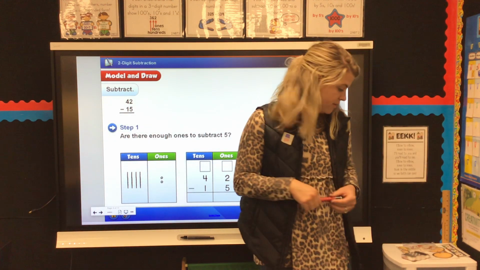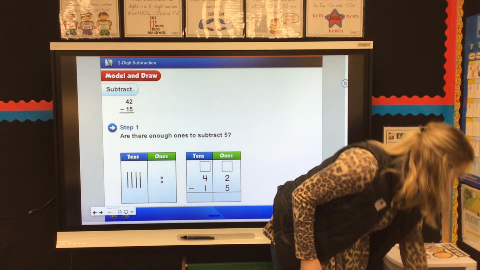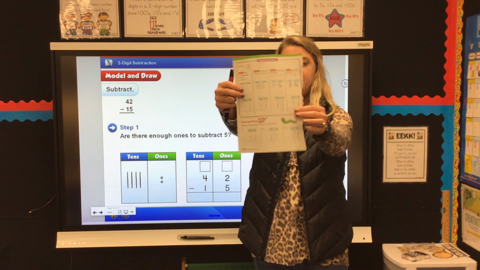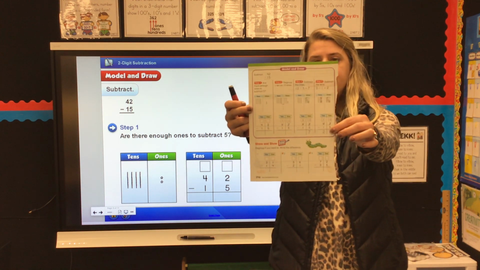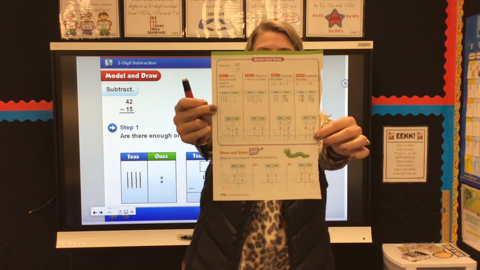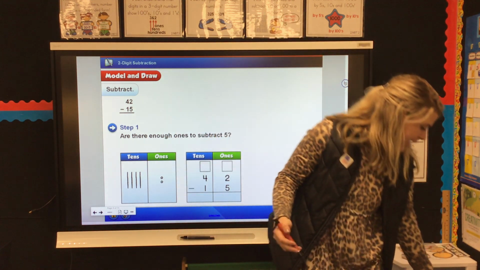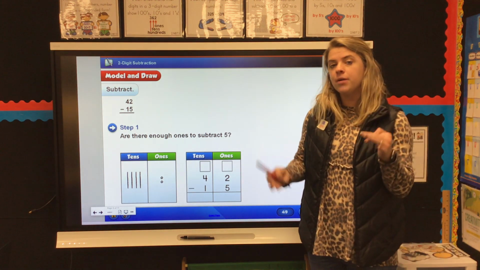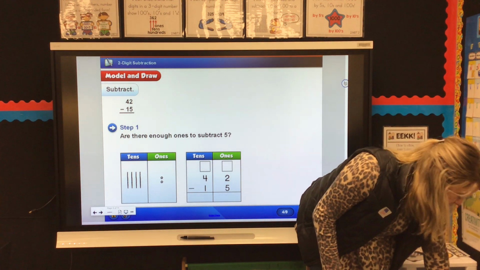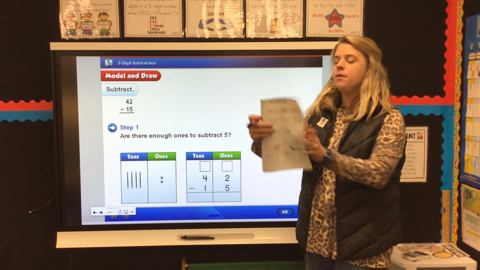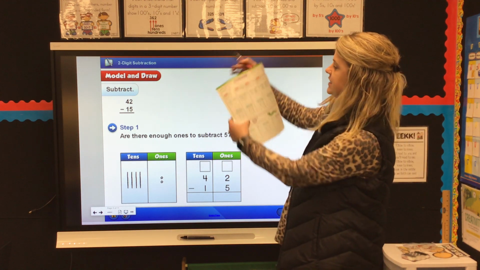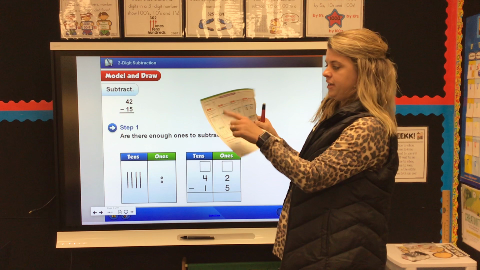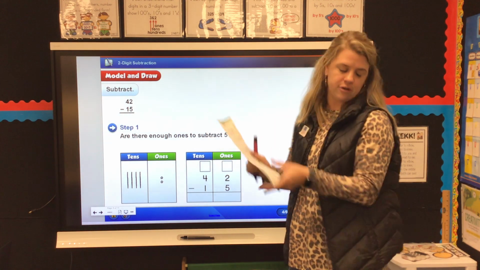We are going to move on to page 246. So just flip it over, and it should look like this. All right? We are looking at this purple model and draw section. Now, remember, like yesterday, your problem looks like this, but Miss Gates is going to flip my slides. So each time I flip, I'll be moving to one of those things.